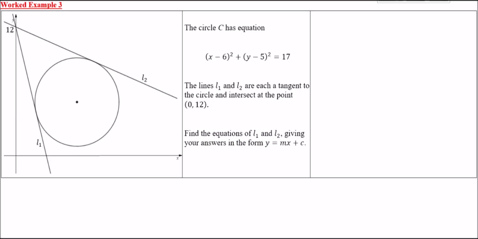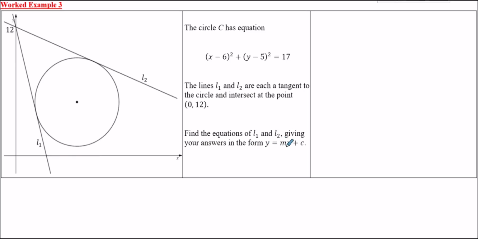The next and final worked example I've put in red because I needed to illustrate the difficulty of this one. So we've got a circle with the below equation, x minus 6 all squared plus y minus 5 all squared equals 17. We're told that the lines L1 and L2 are each a tangent to the circle and intersect at the point 0, 12. So the tangents meet here. Find the equations of L1 and L2, giving your answers in the form y equals mx plus c.